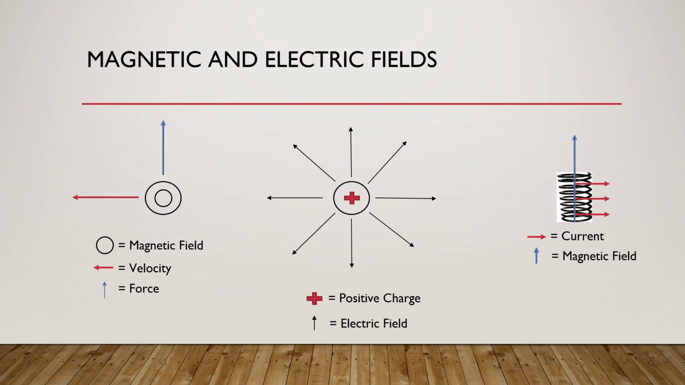The second image shows a positive charge and its resulting electric field. The electric field vectors point away from the positive charge, perpendicular or orthogonal to the positive charge's surface. If the charge were negative, the electric field vectors would have the same magnitude, but they would point inwards towards the point charge.